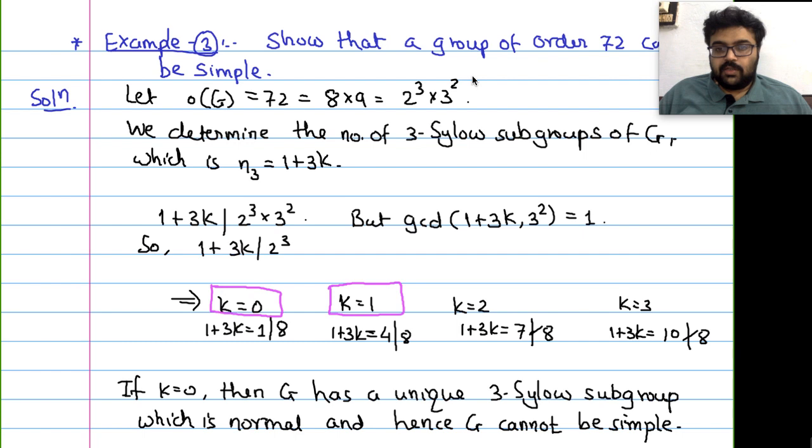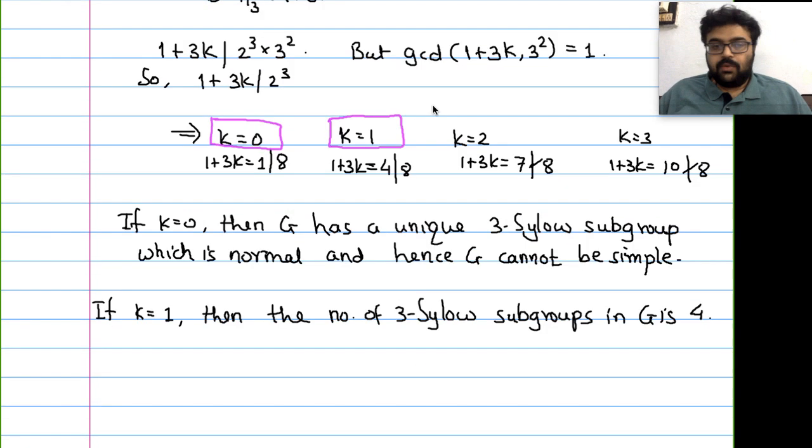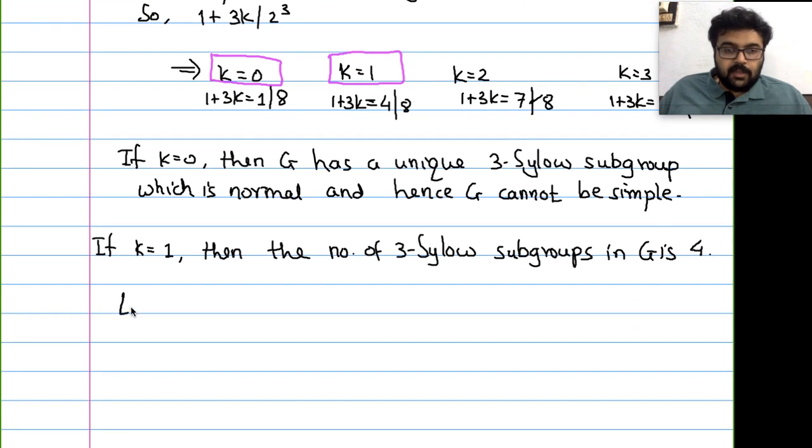What is the order of a 3-Sylow subgroup? 3 square, which is 9. So groups of order 9, and 4 of them are there. So now we cannot say that it is simple. So let P be a 3-Sylow subgroup.